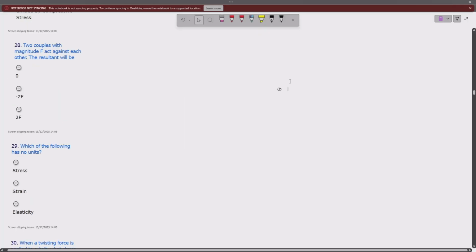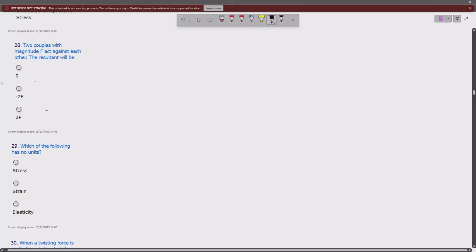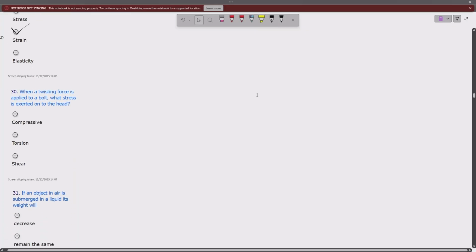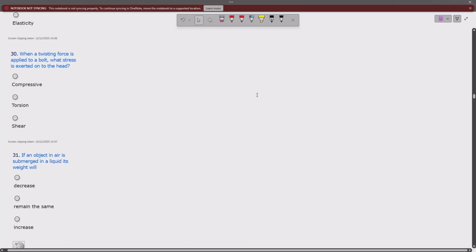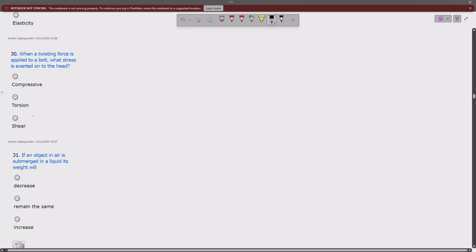28. Two couples with magnitude F act against each other. The resultant will be 0. Which of the following has no unit? Strain has no unit. 30. When a twisting force is applied to a bolt, what stress is exerted onto the head of the bolt? That is torsion. So twisting force is torsion.